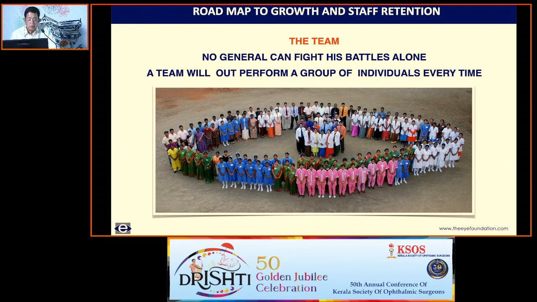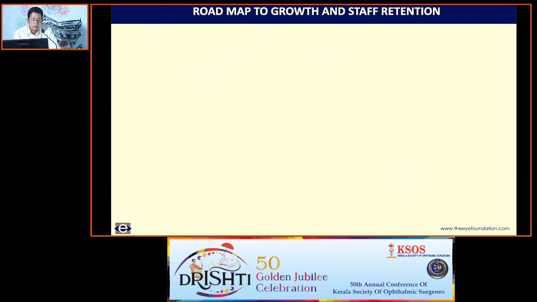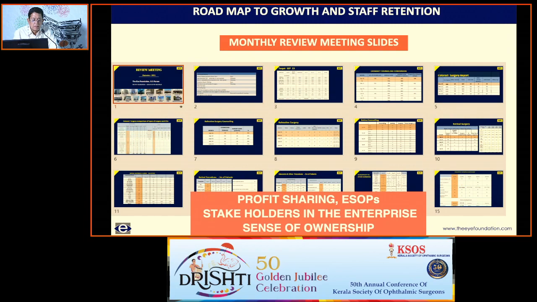I often believe that no general can fight his battles alone, and whatever you have achieved as a team, however big it is, whether it's a 4-member team or a 1,000-employee institution, is all because multiple people have performed their roles optimally. I believe the strength of any organization lies in getting this team together rather than the infrastructure and equipment that they acquire. Once they have a team which is responsive, which shares the vision of the leaders, then obviously that organization is going to make it.